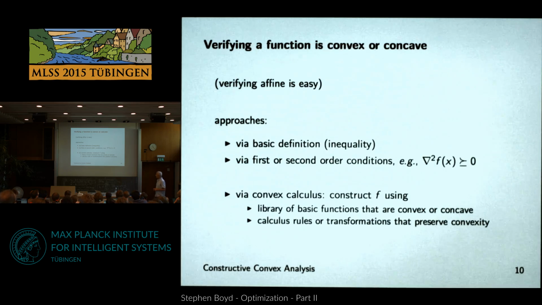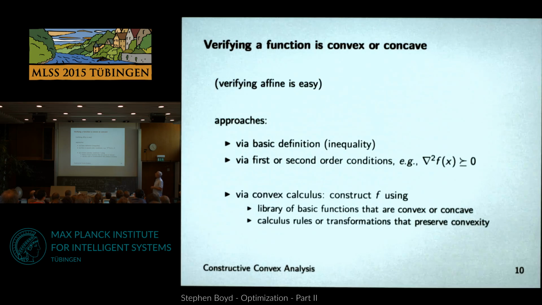Now, the correct way to do it is via convex calculus. So the way that's going to work is this. You're going to construct f using a library of basic functions that are convex or concave. I'm going to show you some shortly. So you have a basic library. You memorize 10, 15, 20 things. No more than that. You don't need any more than that. Most of them are kind of obvious anyway. Some are not obvious. So you just memorize those, that's fine.